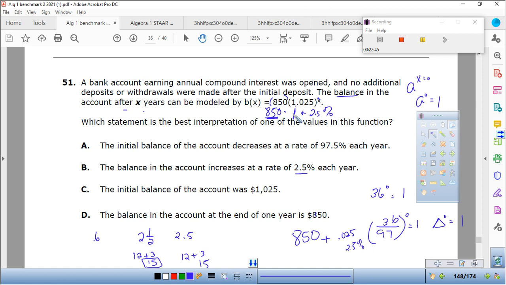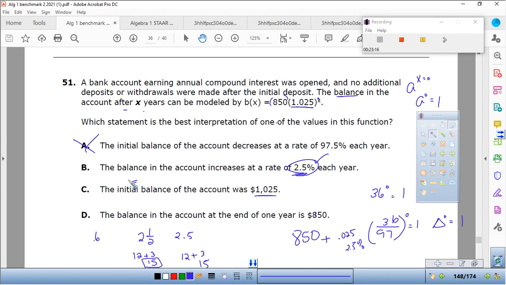850 times 1 gives me all of 850, and an additional 2.5%. Okay, let's come back here and read the answers now. The initial balance of the account decreases. Well, in this situation, it's always going to be increasing because it's bigger than 1. It gives you more than that back. The balance of the account increases at a rate of, I like that one for sure.